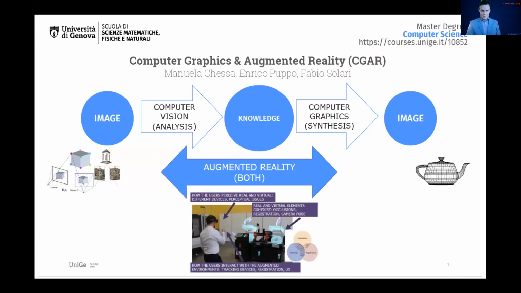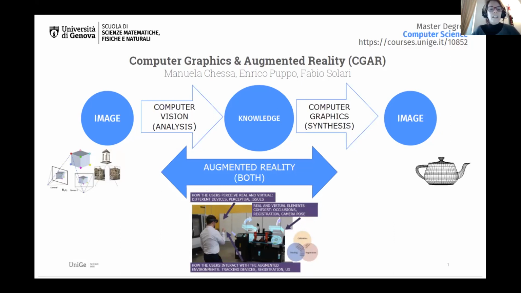I'm from the University of Genova in Italy. And this is the presentation of the computer graphics and augmented reality course. It is a course taught by me, Enrico Pupo and Fabio Solari. And we are three since this course has three main parts.